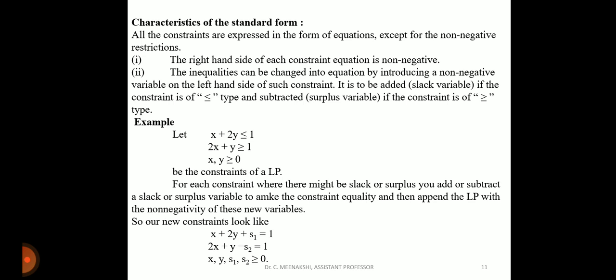First one is less than or equal to type. We have to convert it into equality type by introducing a slack variable. Therefore, we get slack variable S1, that is x plus 2y plus S1 equal to 1. The second constraint is of greater than or equal to type. Therefore, we have to introduce a surplus variable, that is 2x plus y minus S2 equal to 1, where x, y, S1, S2 are greater than or equal to 0. We must note that slack and surplus variables must be greater than or equal to 0.